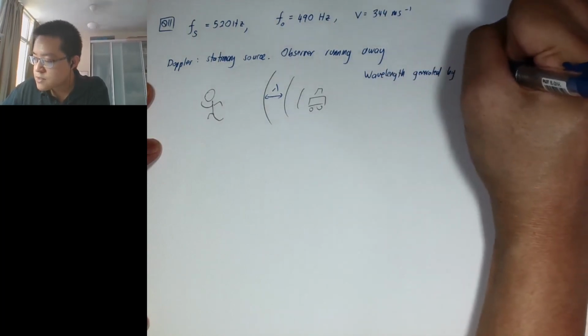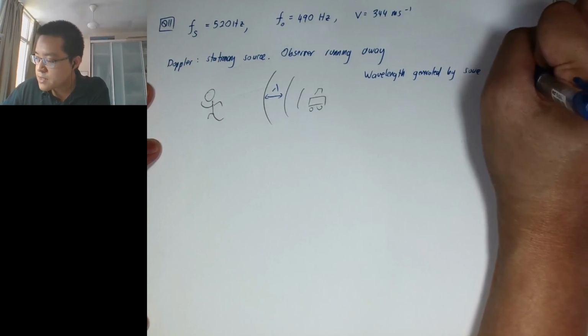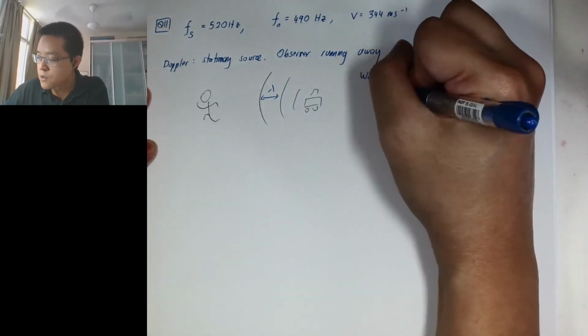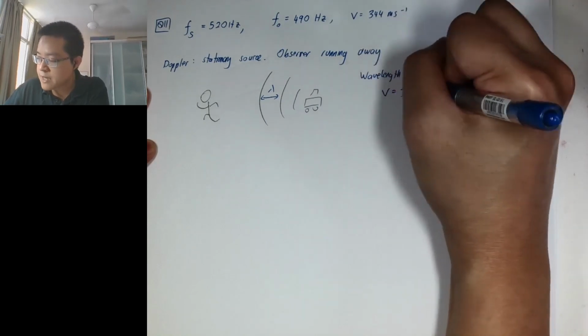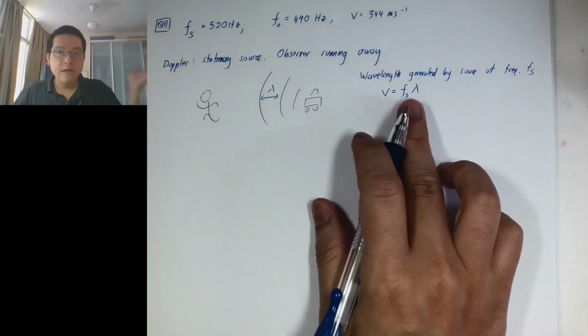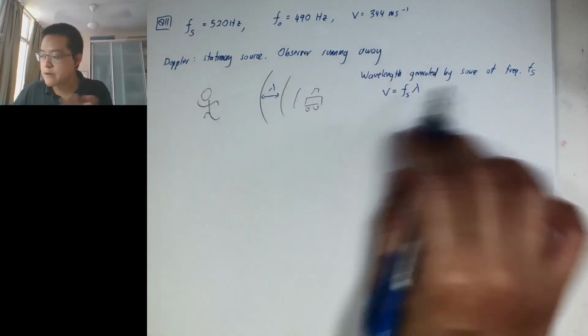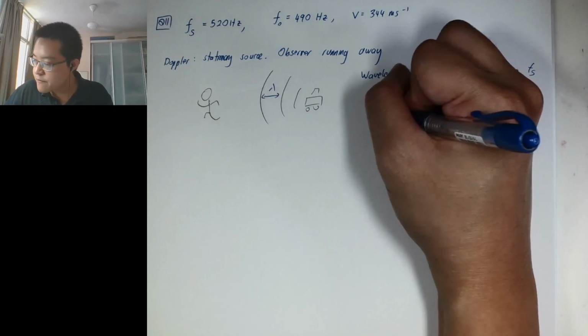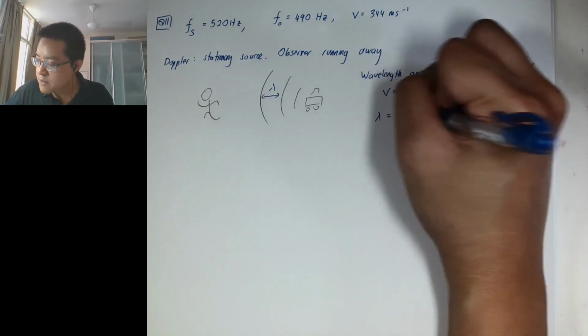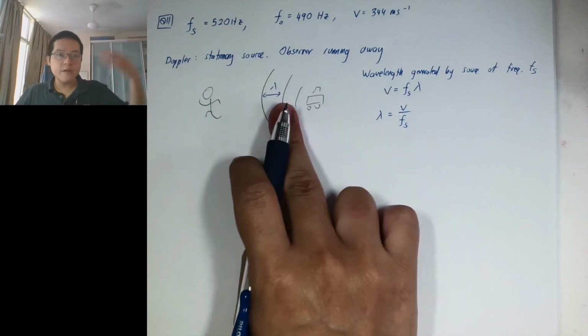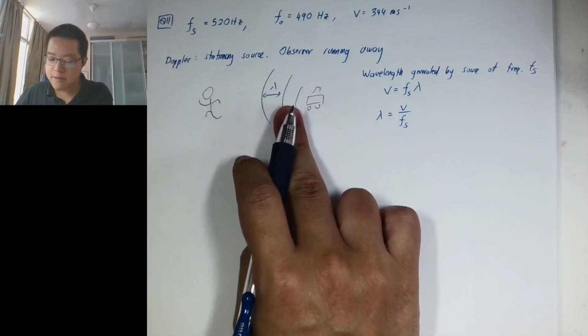By a source of frequency f source, the wavelength generated by the source is given by V equals f times lambda. So the speed of the wave is frequency times wavelength. This we know is 344. The frequency is given, so the formula for the wavelength is just the speed of sound divided by the frequency. So the source will create sound having this wavelength.